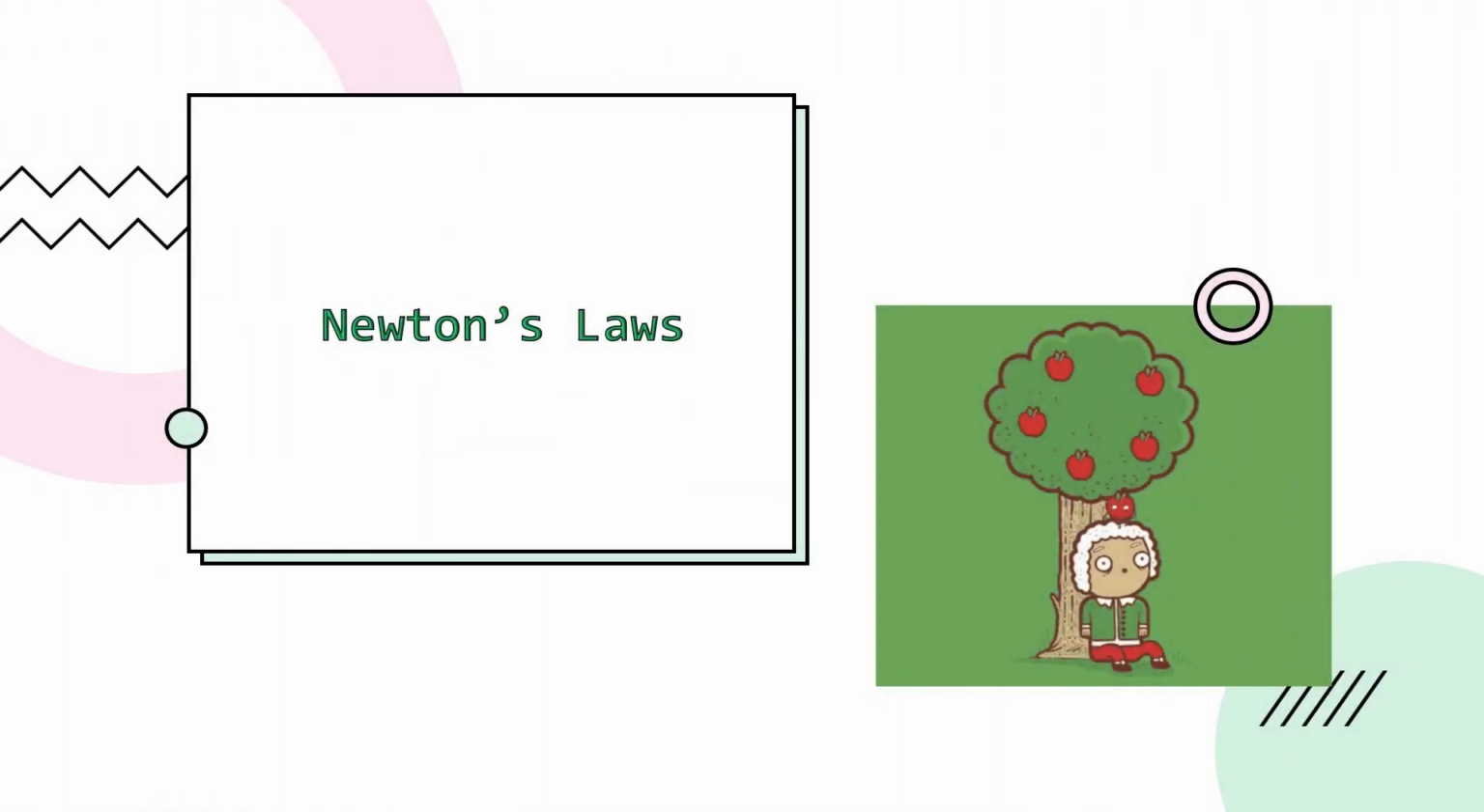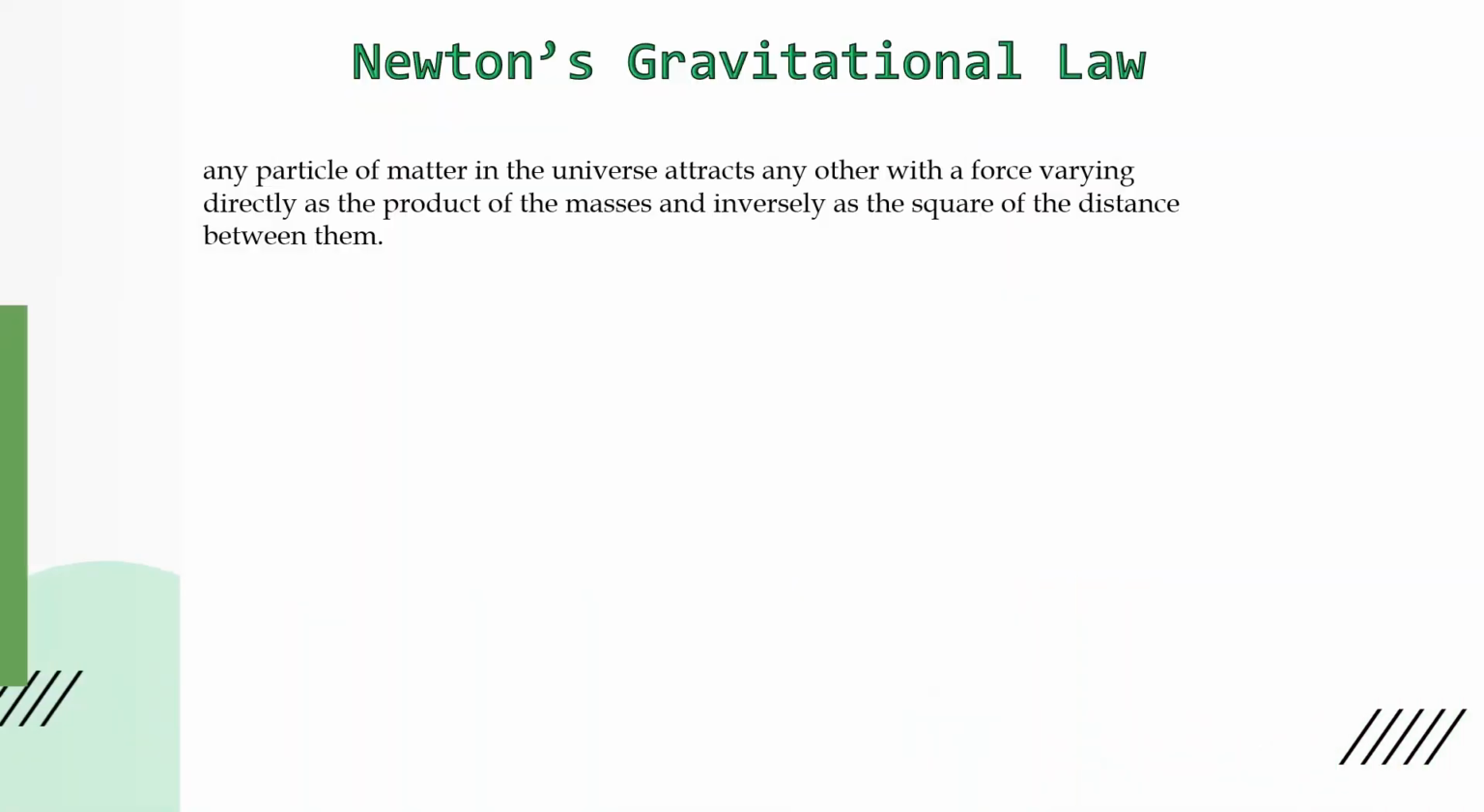Newton's gravitational law. Newton's gravitational law states that any particle of matter in the universe attracts any other with a force varying directly as the product of the masses and inversely as the square of the distance between them.